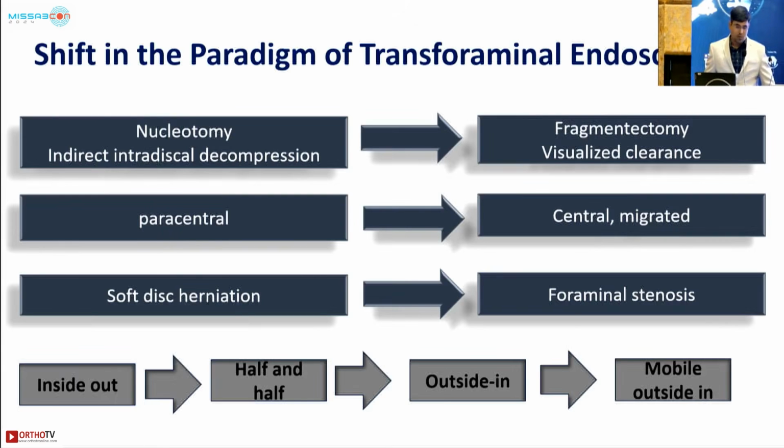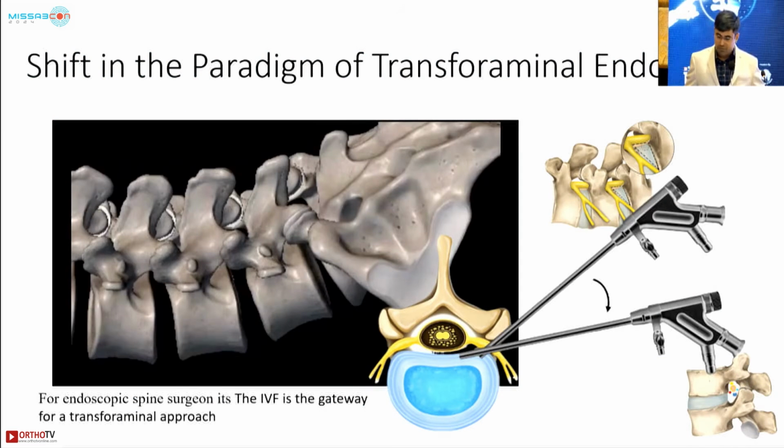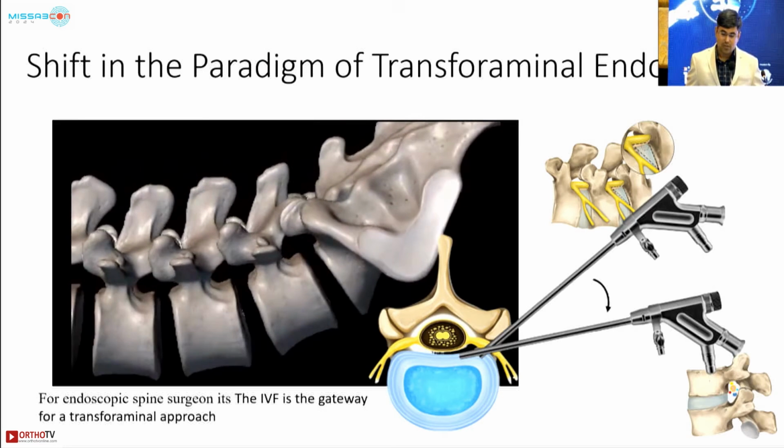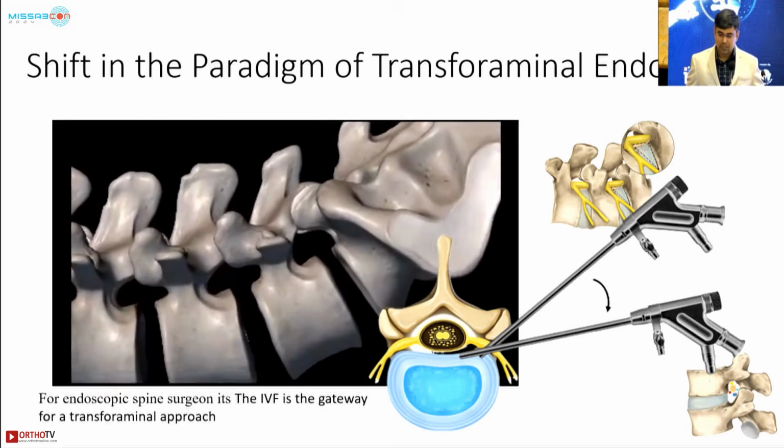As we know, there has been a shift in application of the transforaminal endoscopy over the period of time. From indirect intradiscal decompression, we move to the fragmentotomy and the more visualized clearance. From treating the subparacentral disc, we move towards treating a central and migrated disc herniation, also addressing the bony pathologies like a foraminal stenosis. Over the period of time, we change our weaving angle from posterolateral to the more horizontal to get access to the epidural space.